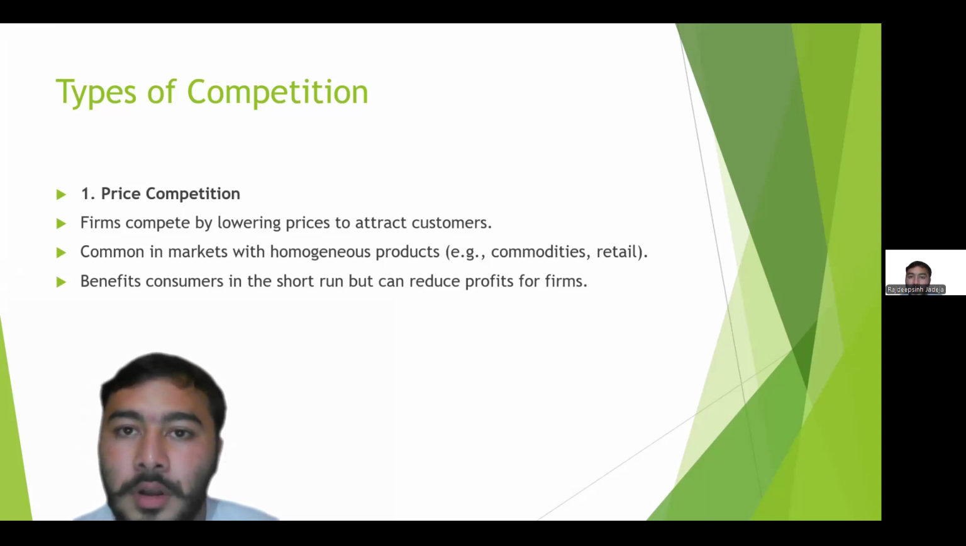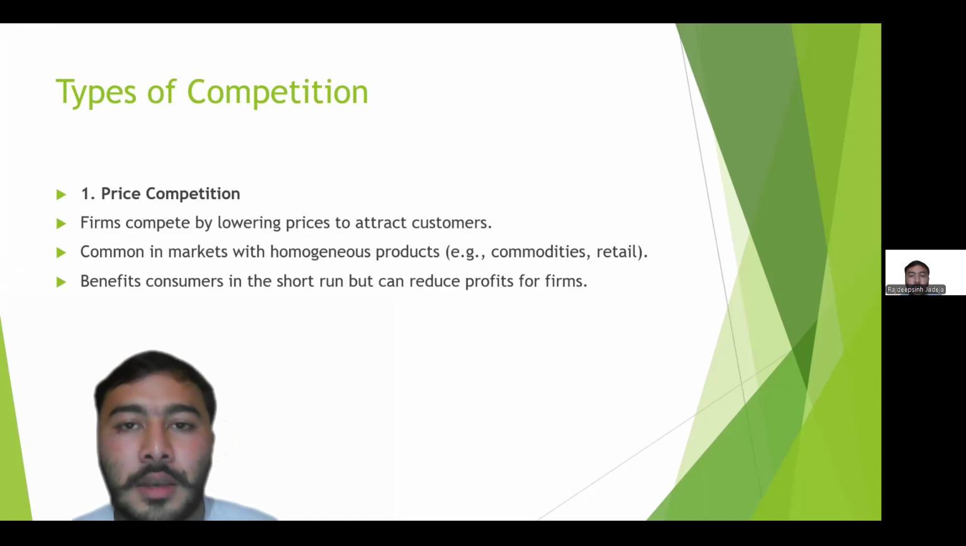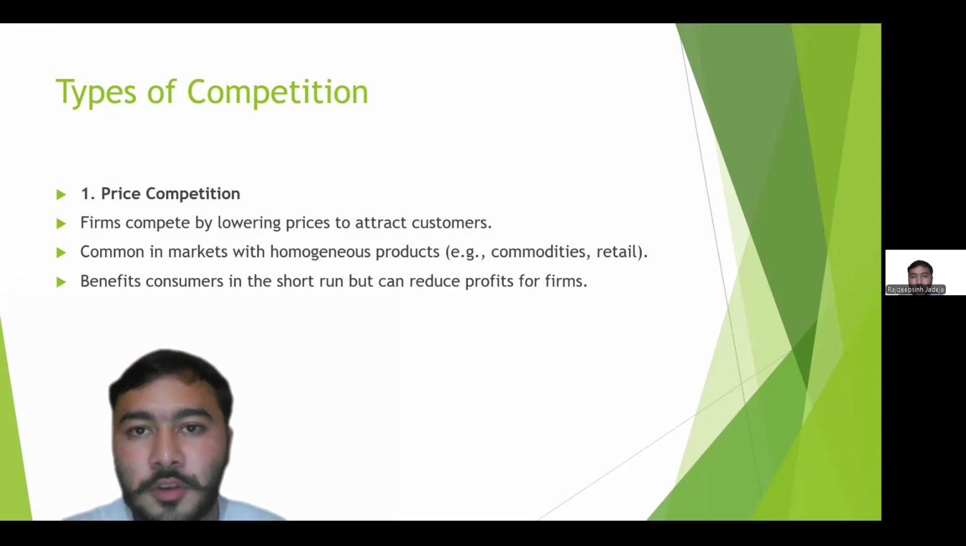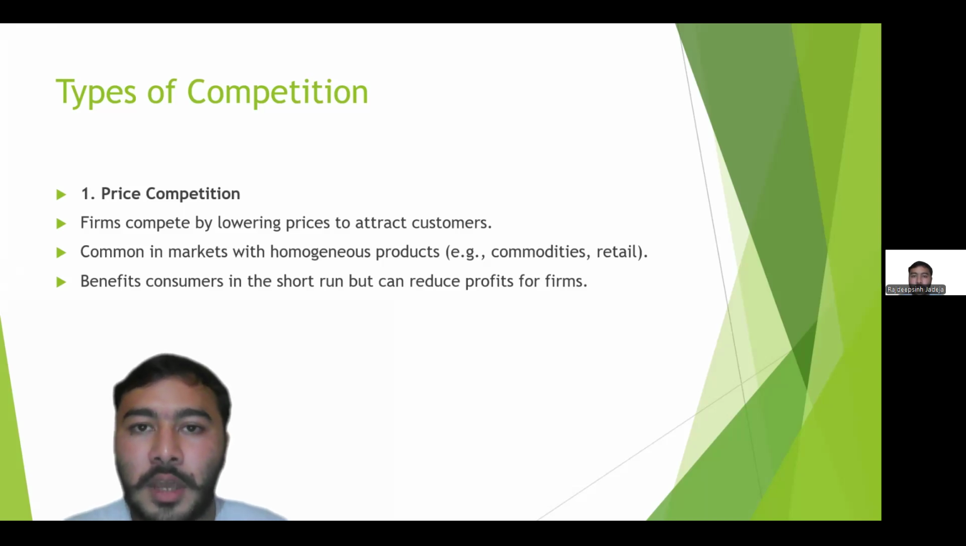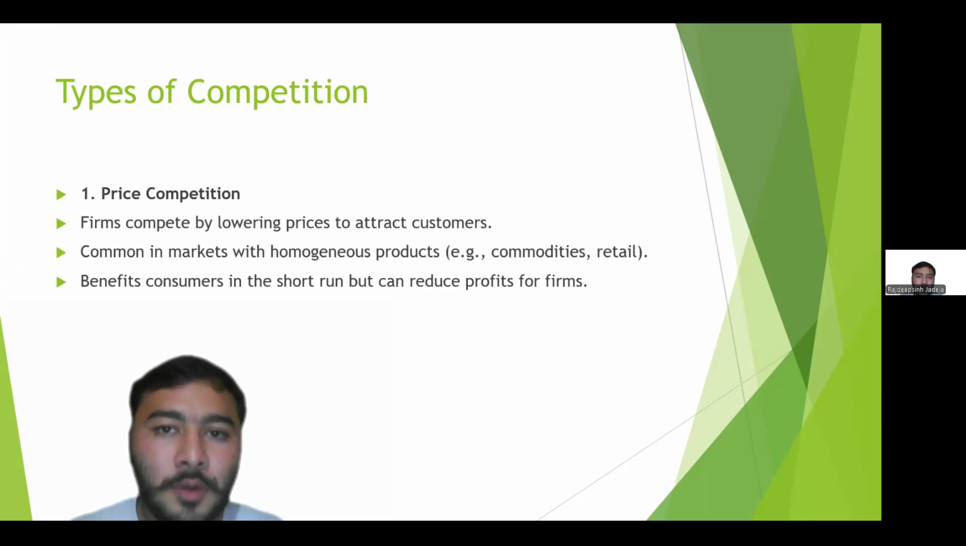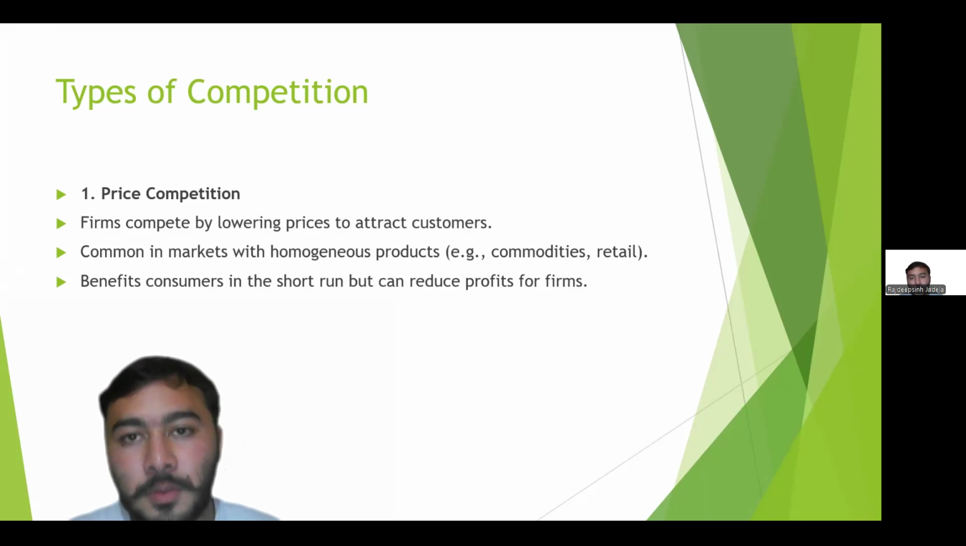Of course, if the products are similar in characteristics, in brand, in features, then we can see this type of competition in the market, which is called a homogeneous market. In a homogeneous market, both products are shoes with similar features, similar quality, similar look, and similar prices. It benefits consumers in the short run, but can reduce profit for firms. It benefits firms in the short run, but in the long run it can reduce the profit.